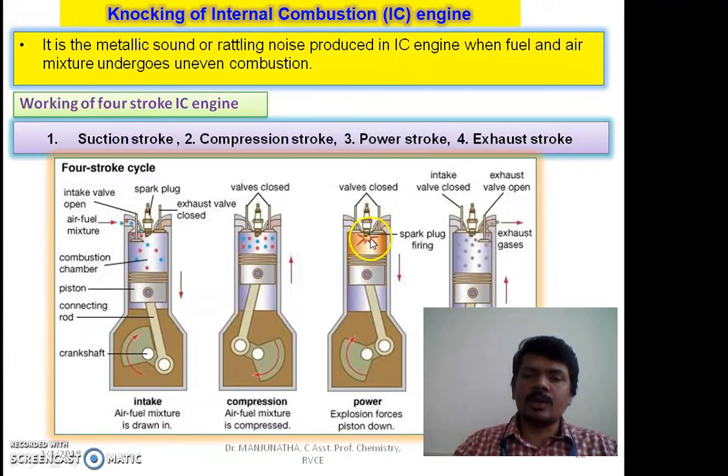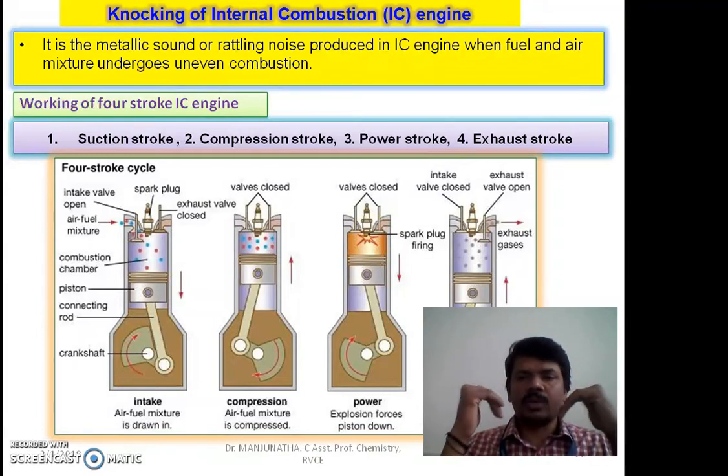When the spark is produced, the compressed fuel and air mixture catches fire and undergoes combustion. As a result, a flame front is produced, and this flame front produces a large pressure because of combustion and pushes the piston down. If the piston moves down uniformly, then there is no knocking. During this stroke, both the valves are also closed.